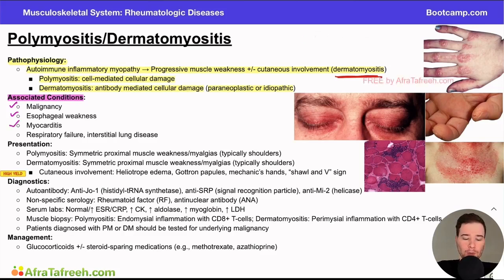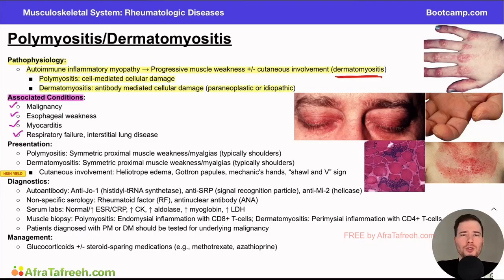It's also associated with myocarditis, which can obviously be very serious and lead to arrhythmias and respiratory failure as well. And again, this is related to the muscle weakness, right? Our diaphragm helps us breathe. If we're not able to breathe as well, we can get respiratory failure. We can also develop interstitial lung disease. So we have to keep this in mind.